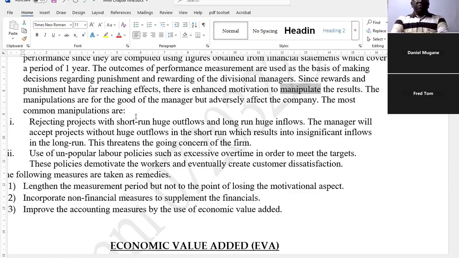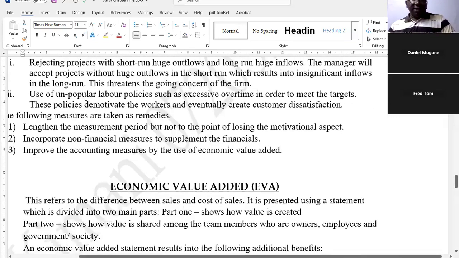Then we have what we call use of unpopular labor policies. This is where the managers have targets to meet, they have deadlines to meet, and they are way behind what is expected. So they make people work overtime. And when people work overtime and they are not being paid overtime premium, they start complaining. Now that complaint is likely to affect the results. It is likely to affect customer satisfaction, because you go to an office and you find people are tired, people are dissatisfied, and they don't want to cooperate with the customers. Not that it's their nature, but because they have been overworking. Someone has been forcing them to overwork without pay. And then whoever suffers because of that is the customer.